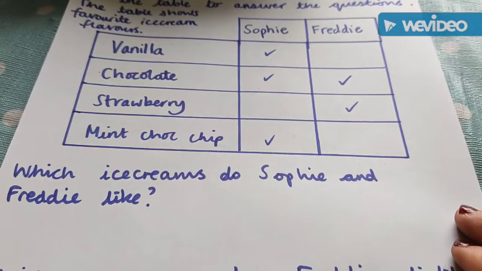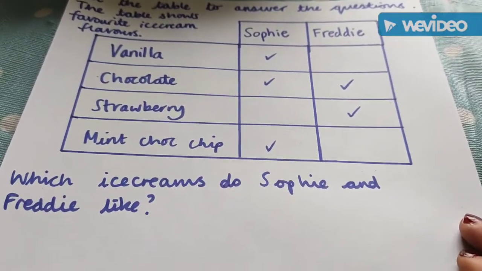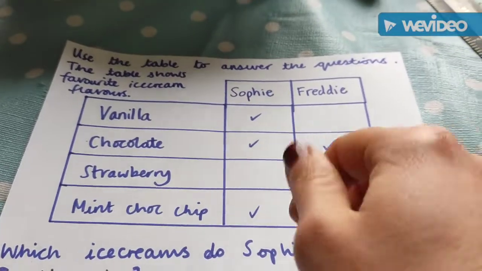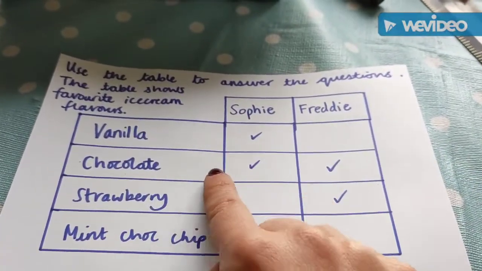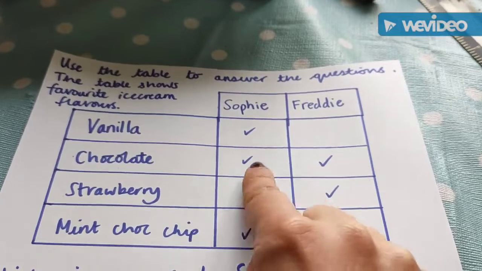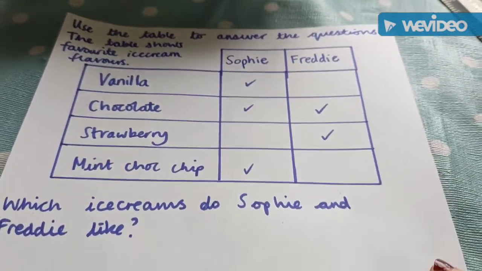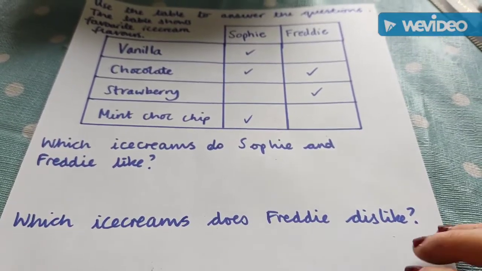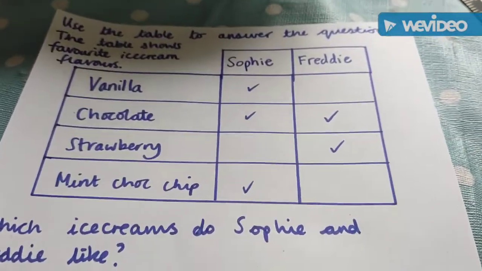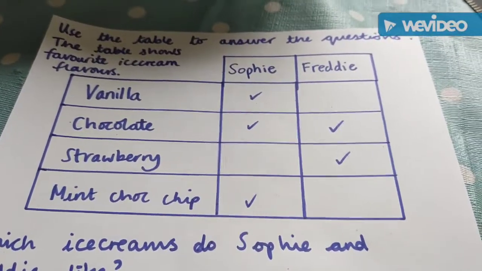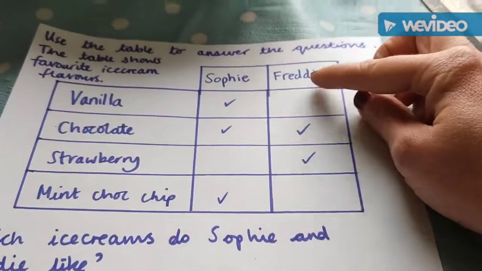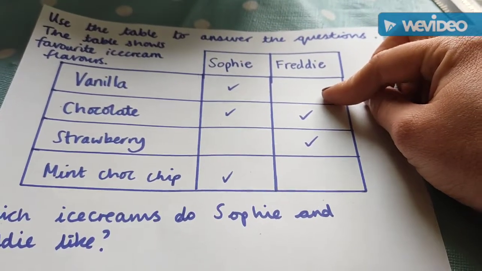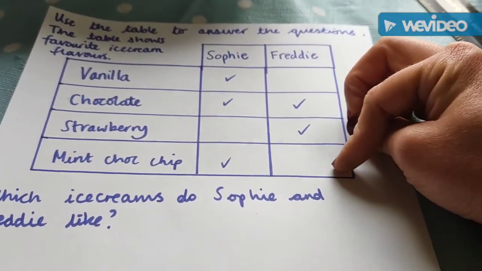Okay, question number 1. Which ice creams do both Sophie and Freddie like? So we're looking for ticks in both boxes, and hopefully straight away you're thinking, oh, the answer is chocolate, because there's a tick in both boxes. Question number 2. Which ice creams does Freddie dislike? So hopefully you're thinking, well, if he dislikes them, then there's not going to be a tick in the box. So I'm talking about Freddie, and I'm looking carefully down, and I'm thinking, oh, vanilla and mint chocolate chip.